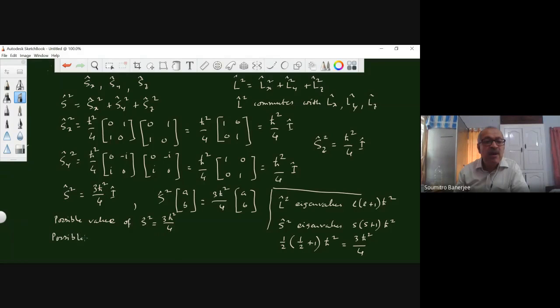Possible values of Sz, the z component of the spin in the z direction, we write in the same way that we wrote the angular momentum eigenvalues in the orbital angular momentum case.